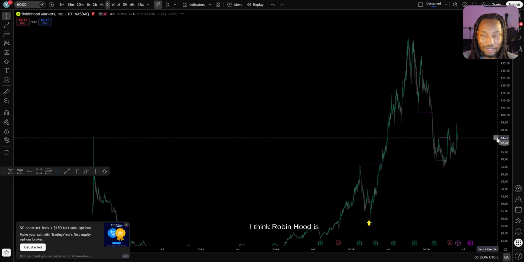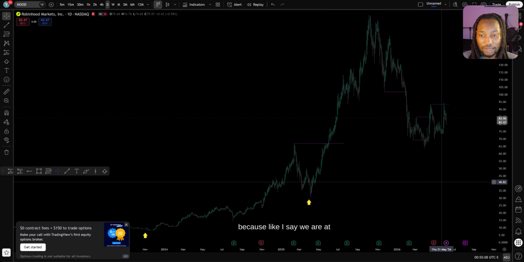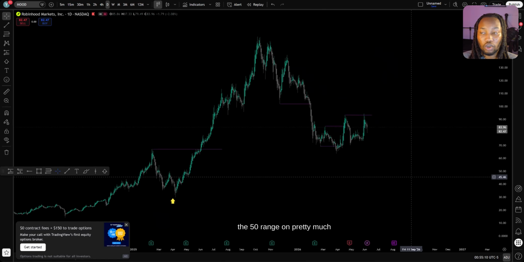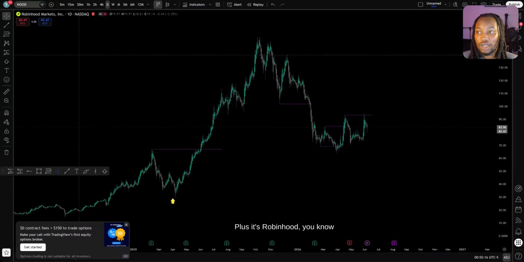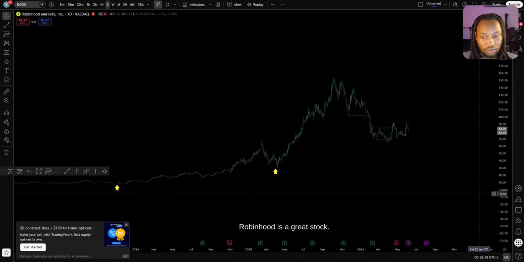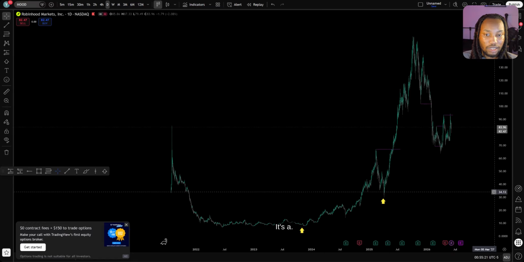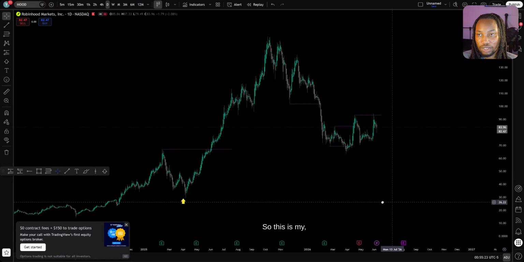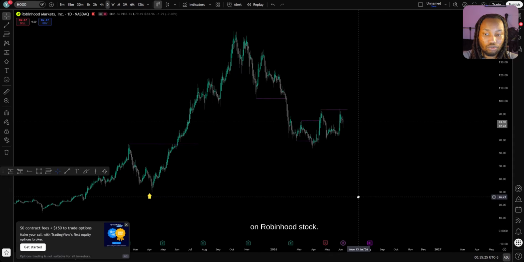And that's pretty much it. I think Robinhood is definitely a good buy because, like I said, we are at the 50% range on pretty much the weekly, monthly, and 3 month time frame, which is actually pretty good because all the time frames are lining up, which is a really good confirmation. Plus, it's Robinhood. Robinhood is a great stock. A lot of people use Robinhood. It's an easy app for investing for people. So this is my technical analysis on Robinhood stock.